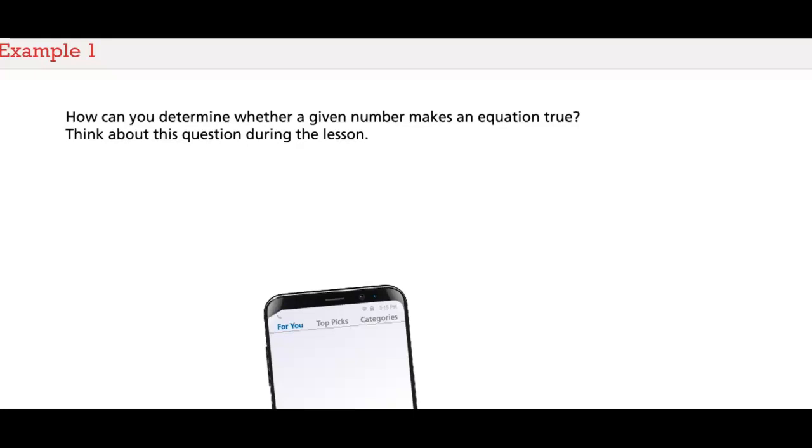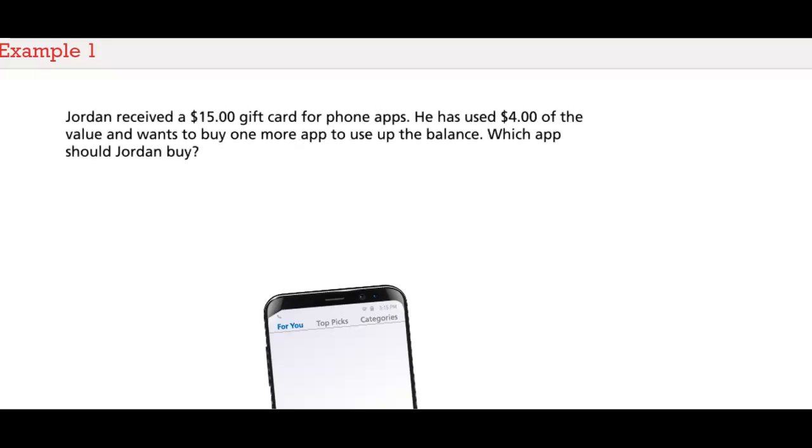How can you determine whether a given number makes an equation true? Think about this question during the lesson. Jordan received a $15 gift card for phone apps. He has used $4 of the value and wants to buy one more app to use up the balance. Which app should Jordan buy?